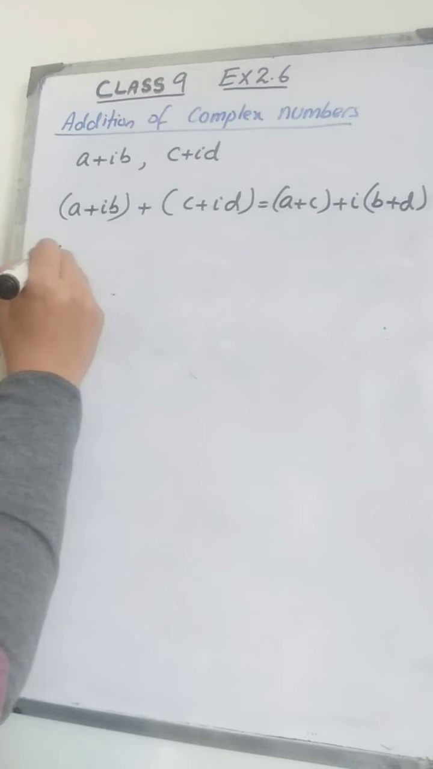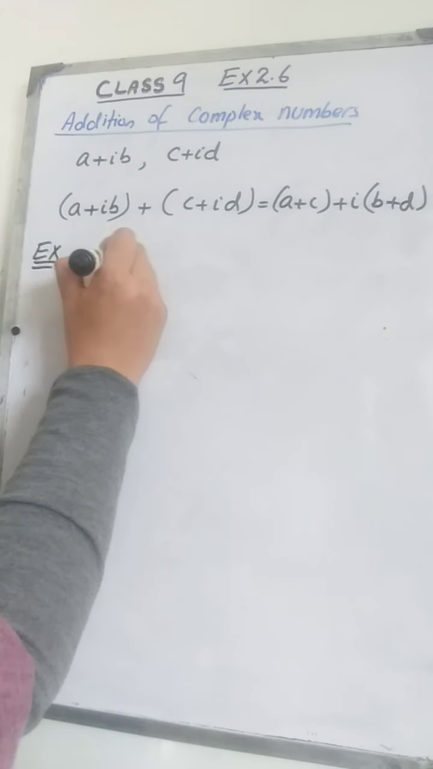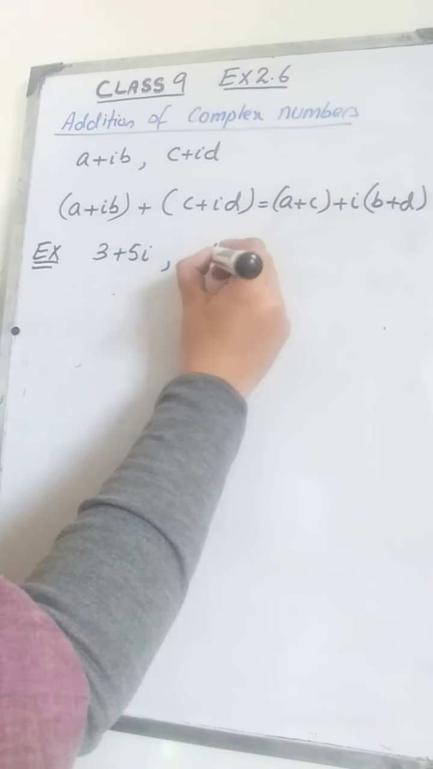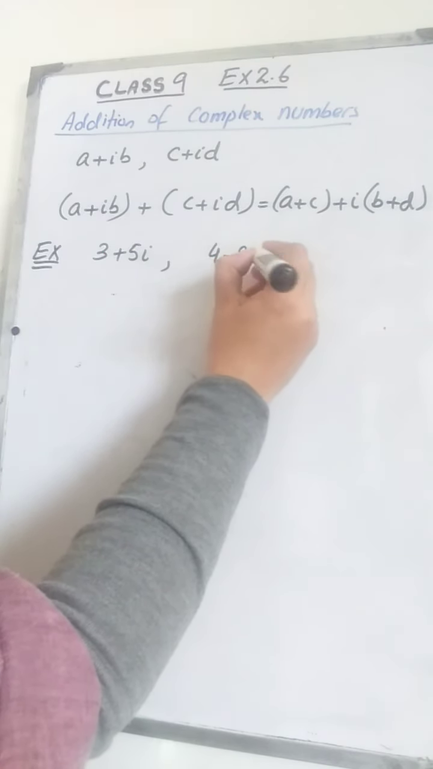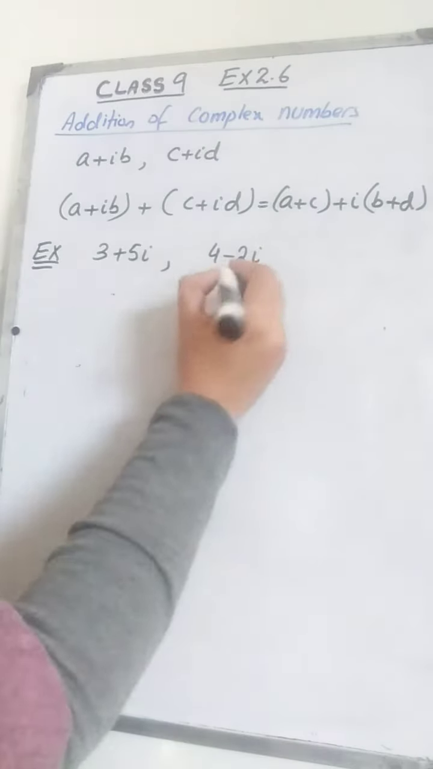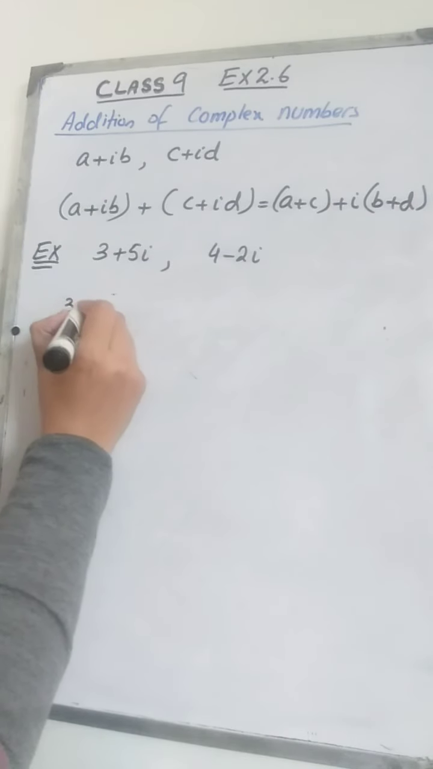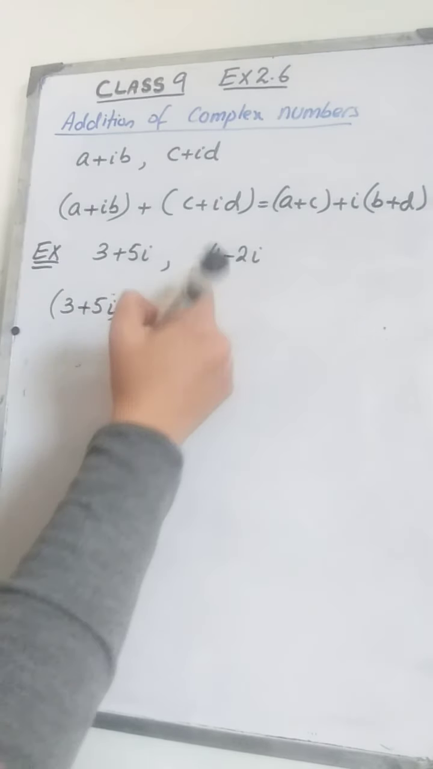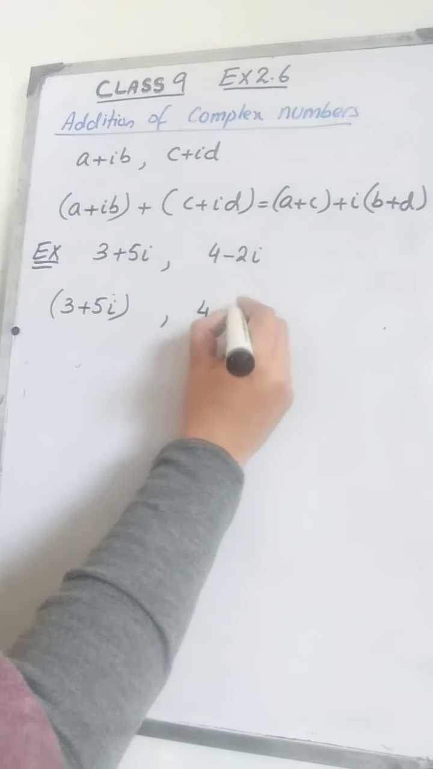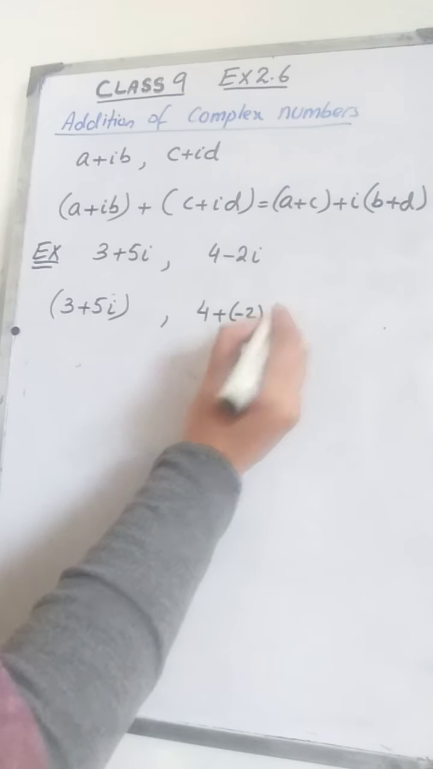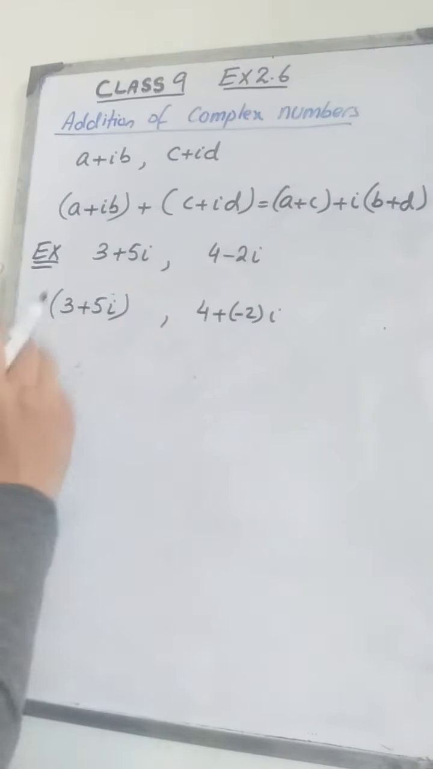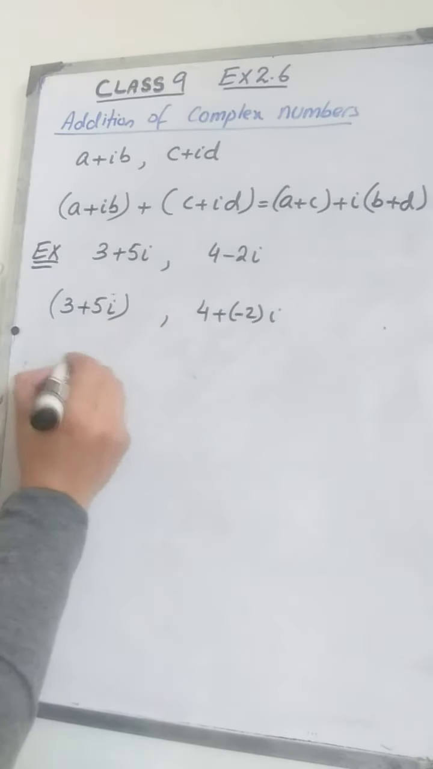For example, you have the number 3 plus 5 iota, and the next number is, suppose, 4 minus 2 iota, with a negative sign. The first number is 3 plus 5 iota, and the second number is 4 plus negative 2 iota. The imaginary part over here is negative 2, not 2. So we are going to add these numbers.